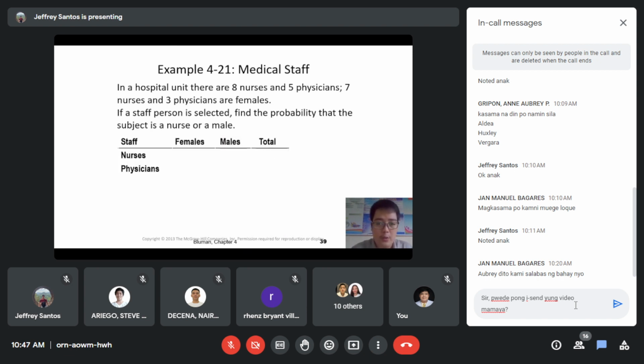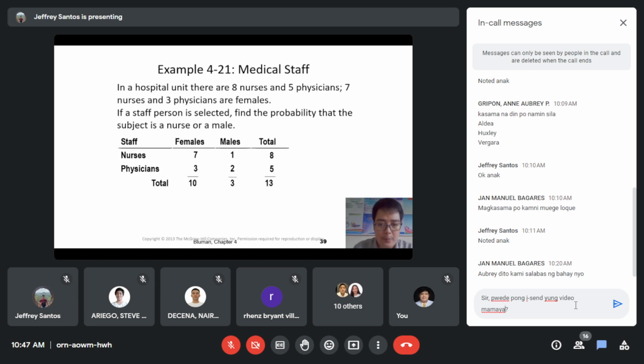Una yung gagawin, gumawa muna kayo ng table para mas malinaw. There are a total of 8 nurses and 5 physicians. Now, 7 sa nurses ang babae at 3 physicians ang babae din. So, to have the number of males, just subtract it. So, 1 ang nurse na lalaki at 2 ang physician na lalaki. So, what we are going to find is the probability that the subject is a nurse or a male. So, ibig sabihin, parang disjunction ito mga anak. Nurse siya or lalaki, pero hindi pwede yung parehong lalaki at nurse at the same time.